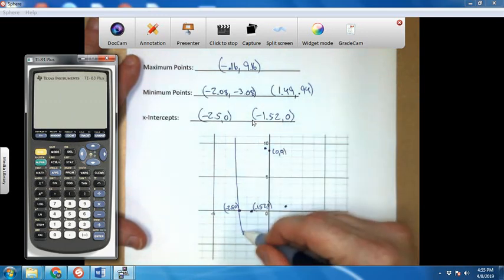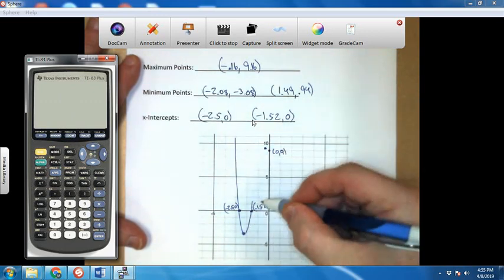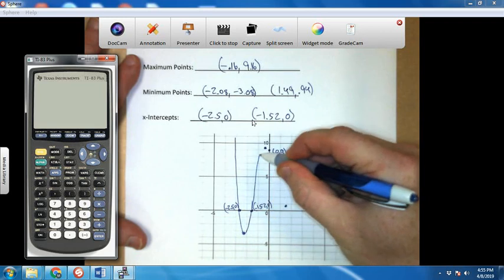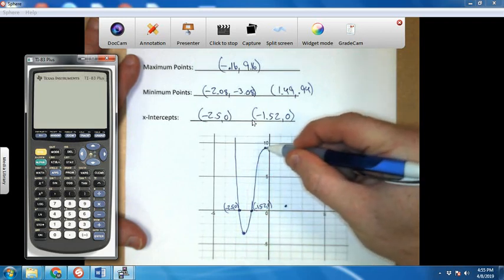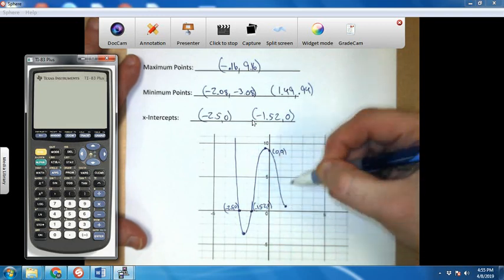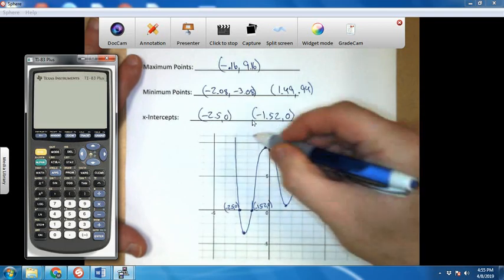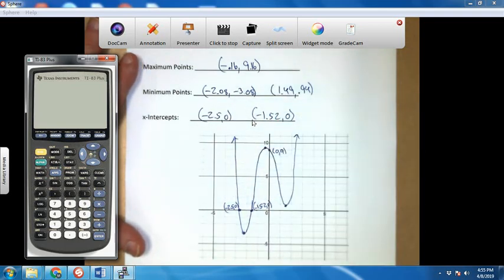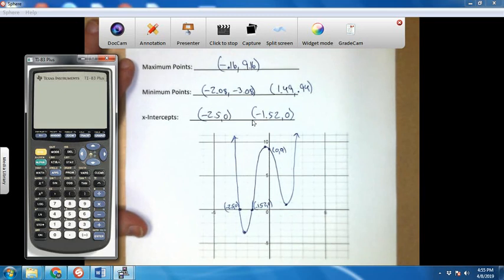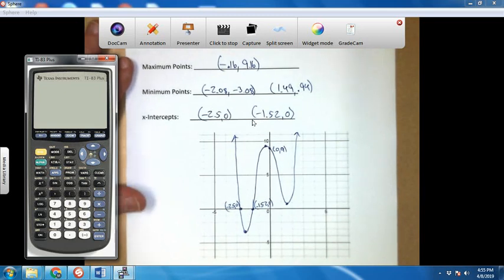Down to there, turning up. Turning at this point, coming down, there's my y-intercept. Down to this point, touch, and I'm going to go up. Put my arrows so that we know that they go on forever. Not perfect, but that would get full credit.